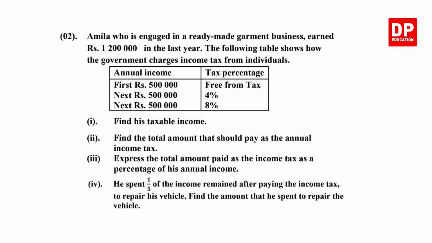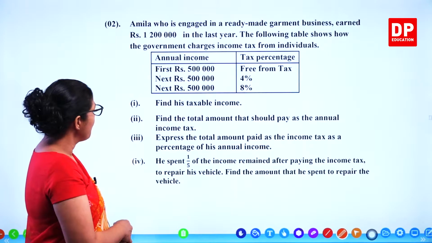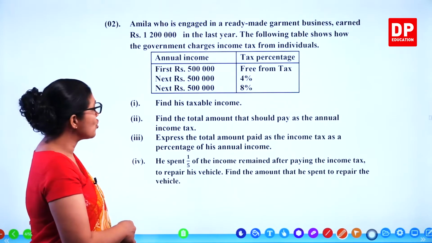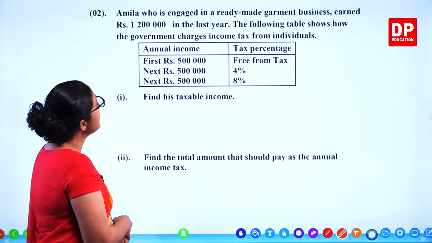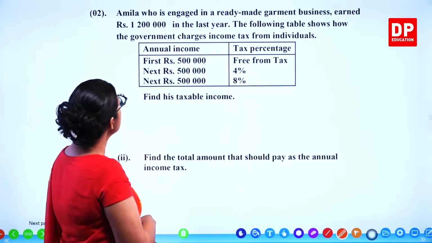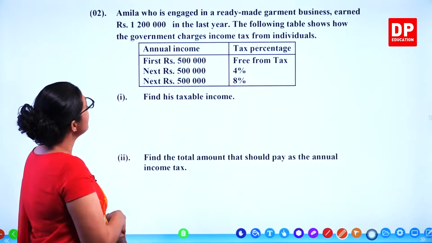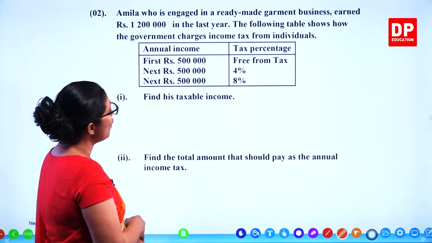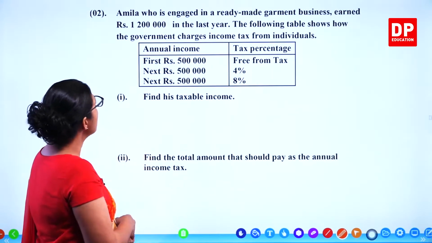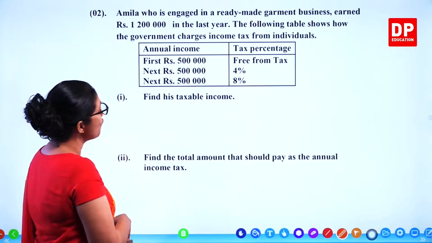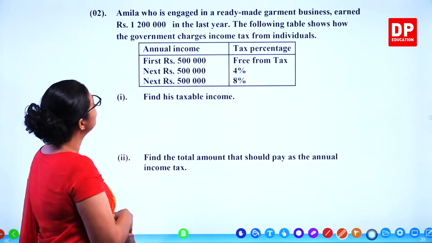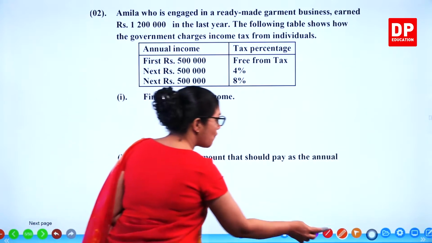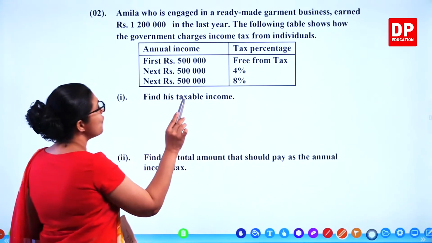This is about income tax and you have to find out taxable income. So let's do this question. Amila, who is engaged in a ready-made garment business, earned 1,200,000 in the last year. The following table shows how the government charges income tax from individuals. Find his taxable income. So here the first 500,000, that's free.